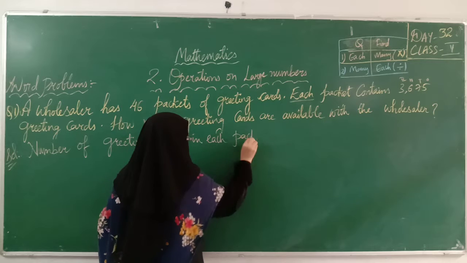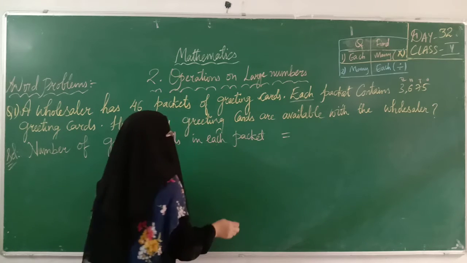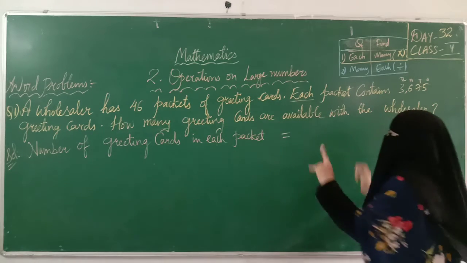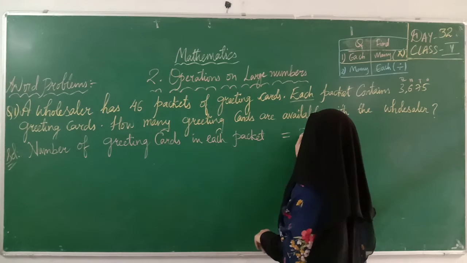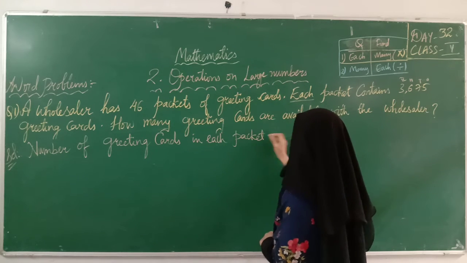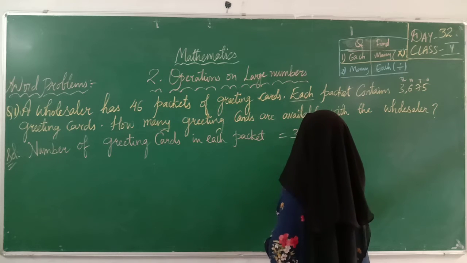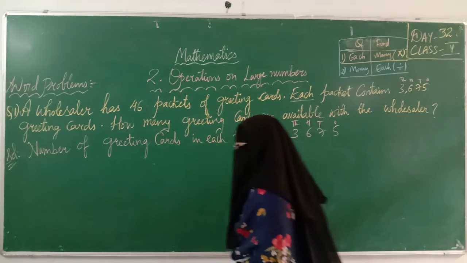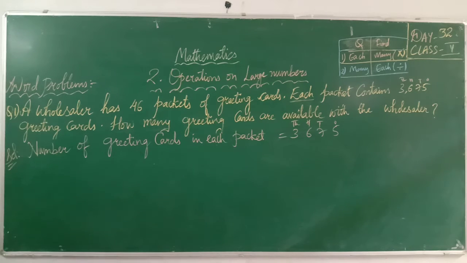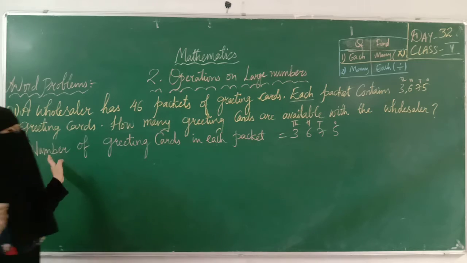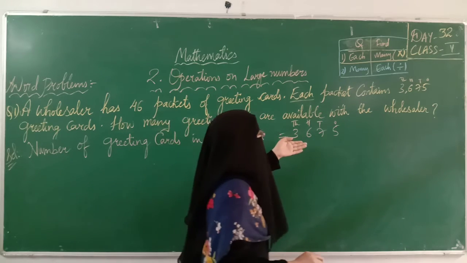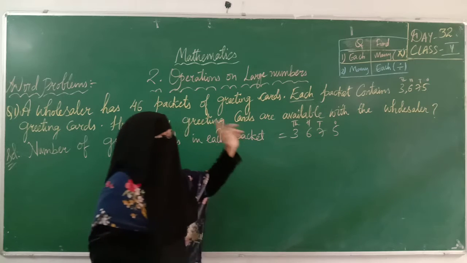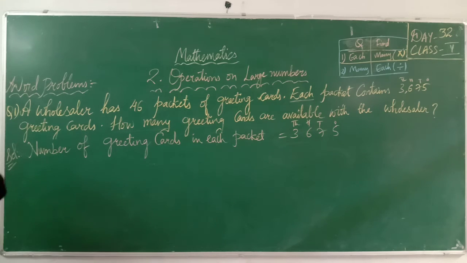How many number of greeting cards were there in each packet? 3,675. Ones, tens, hundreds, thousands, if you want to write it for your convenience. Next, what is our next step? Whenever you are multiplying, you have to write the multiplier first, then the multiplicand. So here our multiplier is the number of greeting cards each packet contains, that 3,675. 46 packets of greeting cards are our multiplicand.